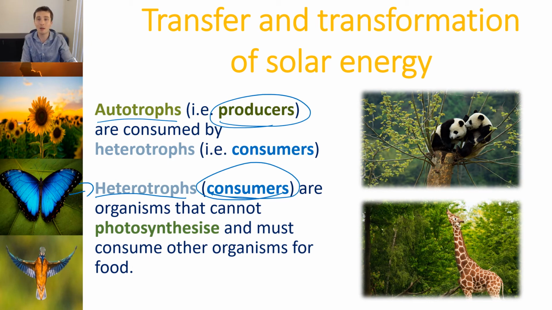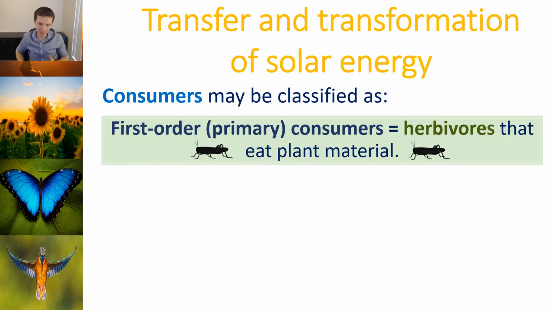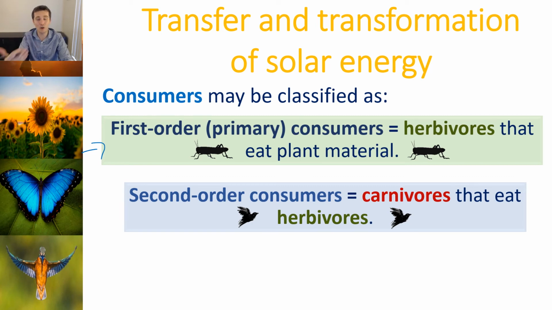Now, consumers can be ranked based on a particular order. So they can be classified as first order or primary consumers. They are herbivores that eat plant material. So write these down. So consumers can be first order or primary consumers, known as herbivores, that eat plant material. Next comes second order consumers, and these are carnivores. These are organisms that are now eating these herbivores, i.e.